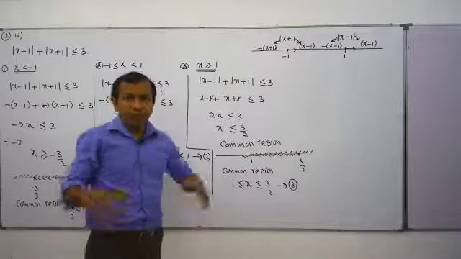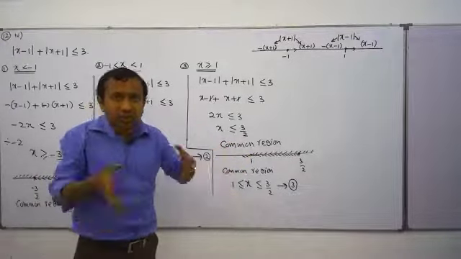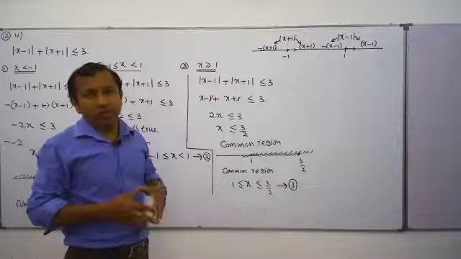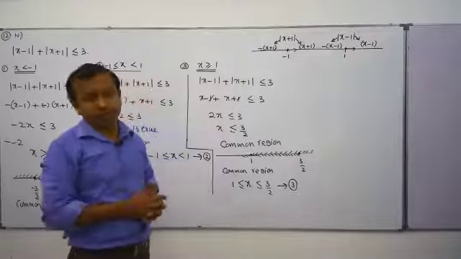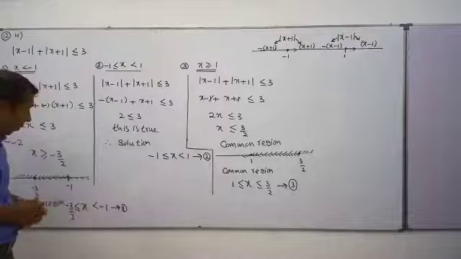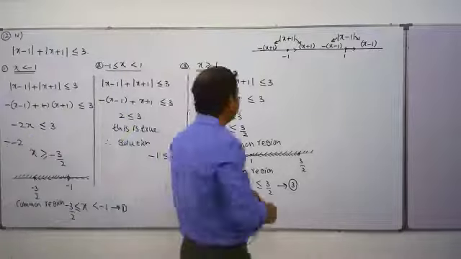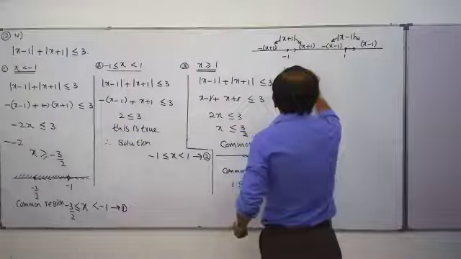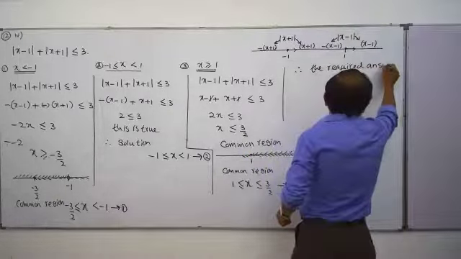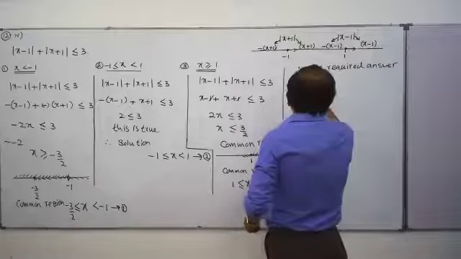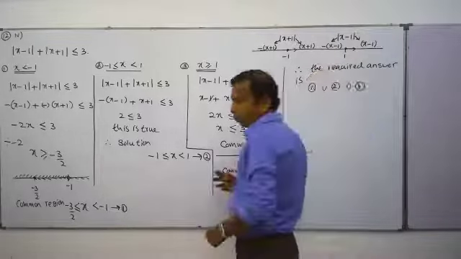Now, what are the elements available? Those all elements we take. That means collecting all the x values, we take the final answer. That collection of 3 sets we do through the union. So the final answer is obtained by collecting 1 union 2 union 3. Then the final answer is the required answer. The required answer is 1 union 2 union 3.